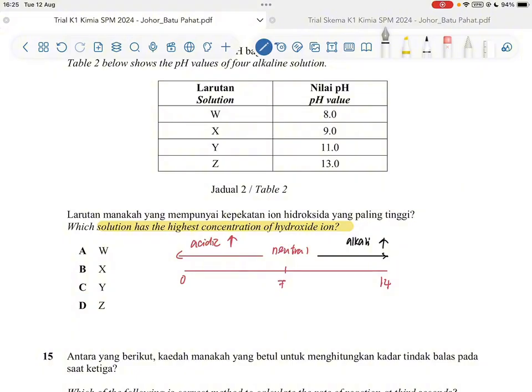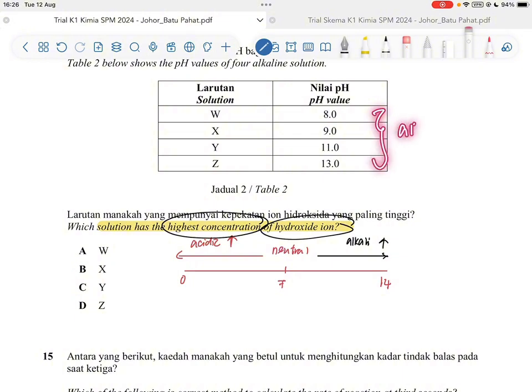So in this case, we want to know which solution has the highest concentrations of the hydroxide ion. Definitely we need to choose those on the right hand side. So here all are alkali, just that these two we can consider as weak alkali, and here are strong alkali. So the higher the pH value, the higher the concentrations of the hydroxide ion. So the answer would be Z, which is D.